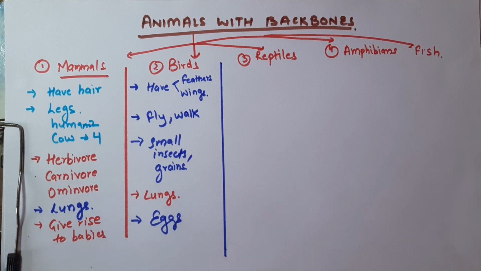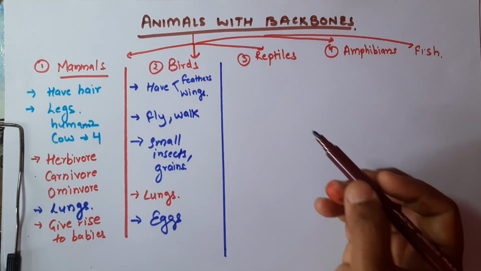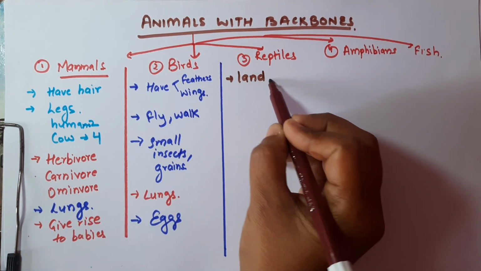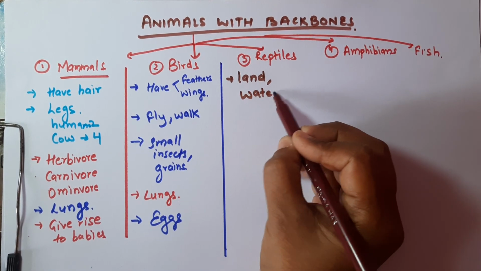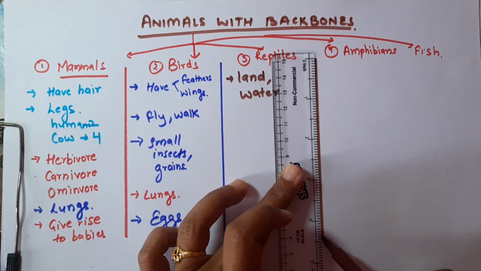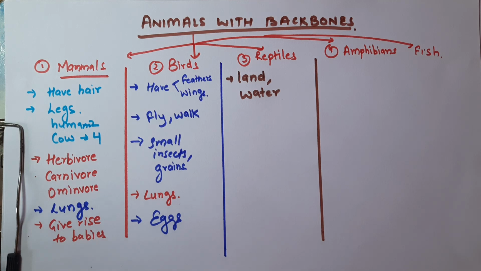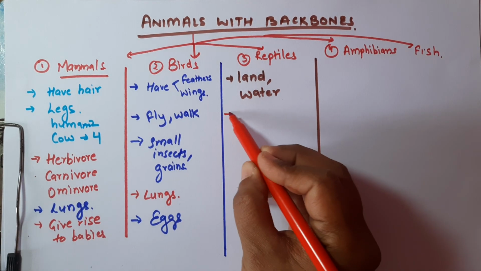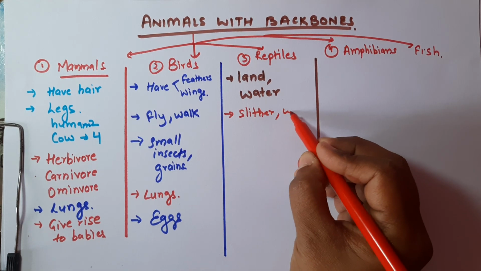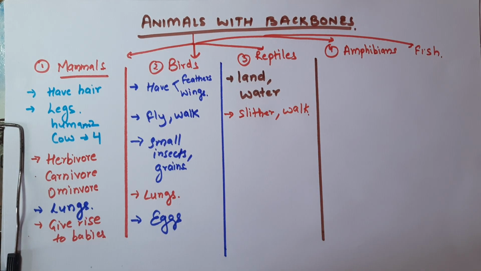Now quickly let's talk about the reptiles. Have you ever seen reptiles? An example is a snake. We have all seen one, right? Reptiles can live both on land and on water. If we are talking about the living condition, they can live both on the land as well as the water. Second, they can slither, and they can walk also.